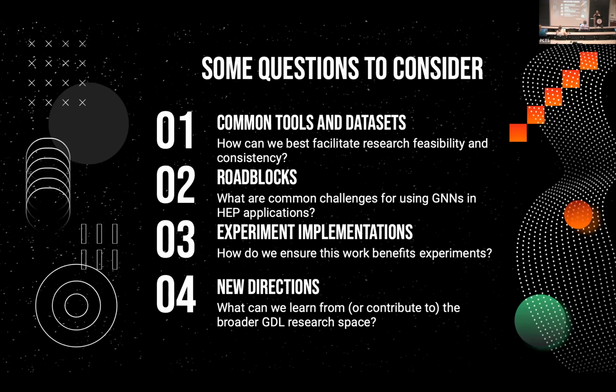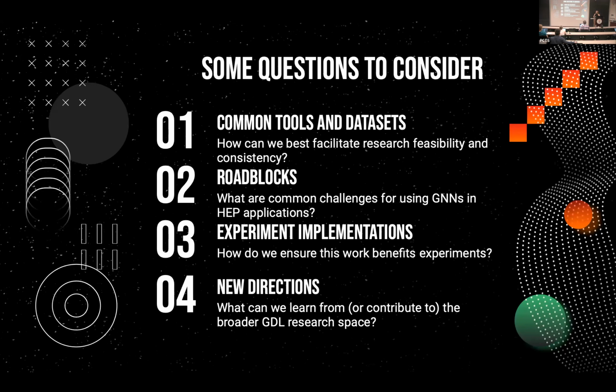How do we share best practices, share knowledge? What are challenges that people are running into when using GNNs in HEP? How do we ensure this actually translates eventually into the experiments? There's some work in this area already, but I think this is often a roadblock in machine learning for HEP: you do lots of cool, fun things, and then do the experiments ever use them?